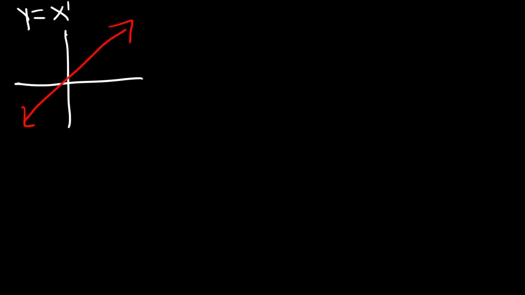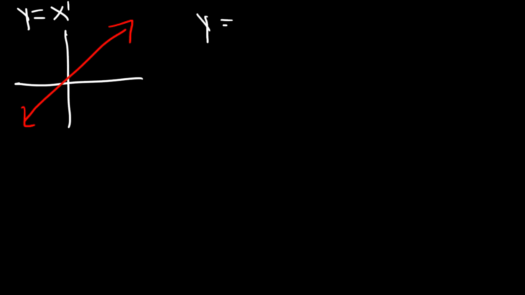Now you need to be familiar with parent functions. You need to know how to graph certain functions in calc. So I'm going to take a few minutes to review that. So the first one, y is equal to x, or x to the first power. That's basically a linear function. It's a straight line. So 5x plus 3, 4x minus 7, these are all linear functions.